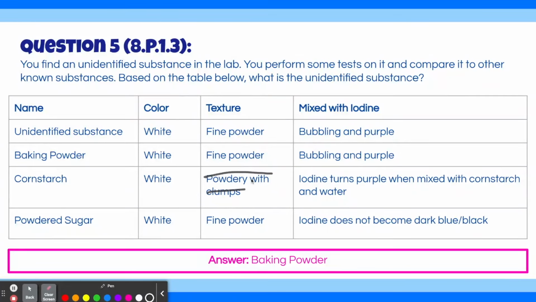The last one is a chemical reaction from the substances with iodine. Here's where you can find your substance's baking powder, because only baking powder has the same chemical reaction to iodine as the unidentified substance. Cornstarch did also turn purple, but we canceled that out when it came to texture. And powdered sugar has a very different reaction to iodine than the unidentified substance does. So, because the properties of the unidentified substance match the properties of baking powder, we know that it is baking powder.